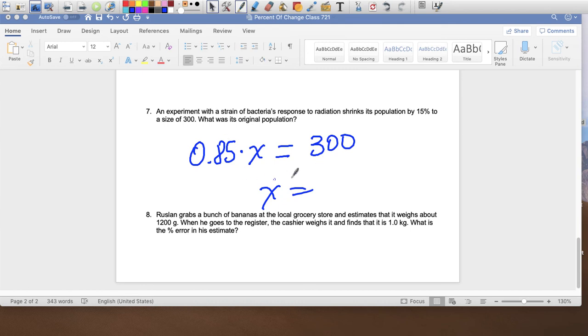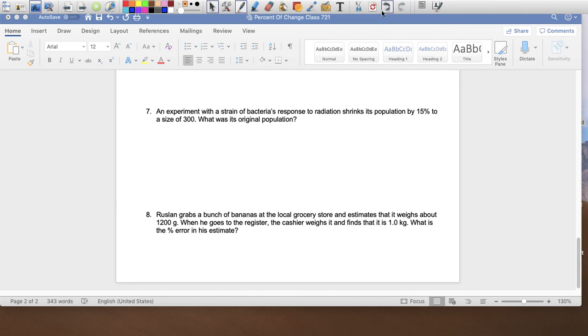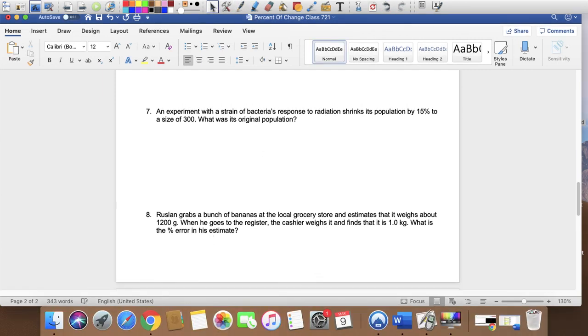The original population of this thing was 352.94 bacteria. Can you have 352.94 bacteria? Or I guess we might have to round it to 353 bacteria. Okay, the population was 353. All right. Can you have half of a bacteria? I have no idea. And last question.